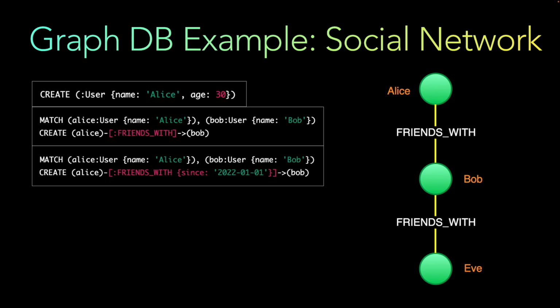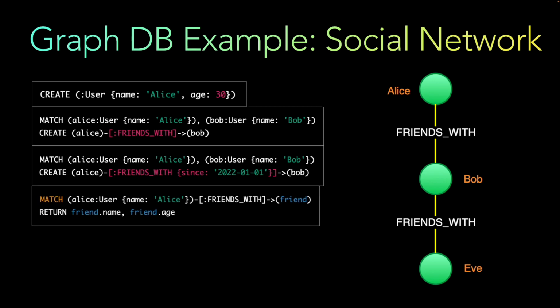One of the queries can be: you are matching Alice and you are matching all the friends of Alice. You want to figure out who all the friends of Alice are. That's a basic query that can be determined using the MATCH and RETURN keywords. So here you are doing a match of Alice as a user, figuring out who the friends of Alice are, and then returning the name and age of all the friends of Alice. There can be other, more complex queries.